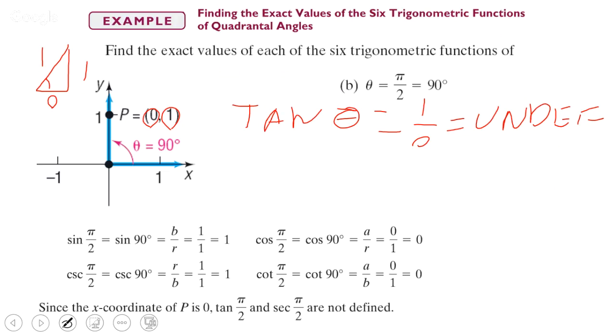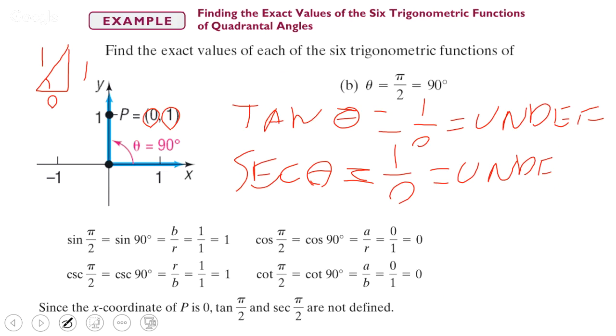Then let's do the reciprocals. The reciprocal of sine is cosecant, and cosecant is 1 over 1, so it's 1. The reciprocal of cosine is secant, but secant is 1 over 0, which is also undefined. And then if I flip tangent to get cotangent, I get 0 over 1, which is 0. So cotangent is actually defined.